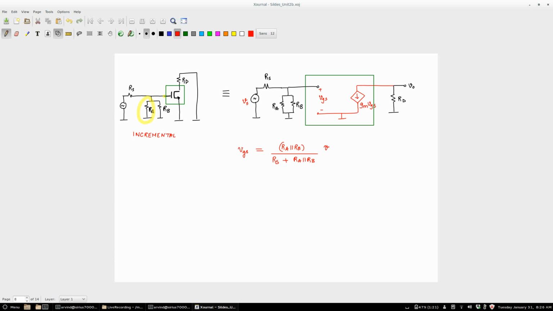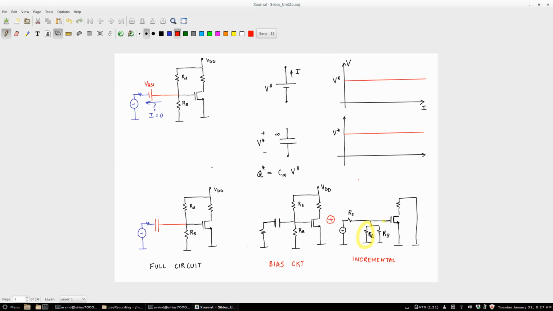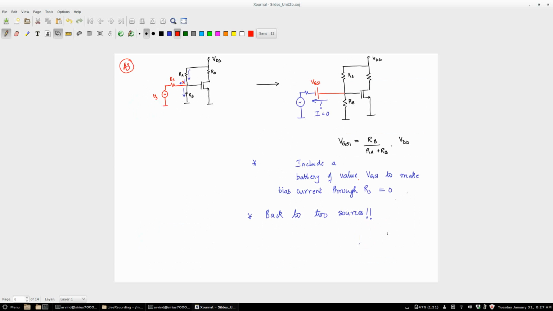First, what should we write down first? We should get VGS in terms of this. What is that? RA parallel RB divided by RS plus RA parallel RB, whole times VS. Okay. Before we go there, this is VGS. This expression for VGS is correct.